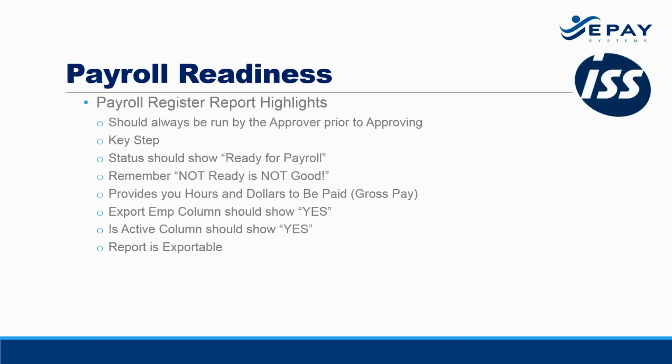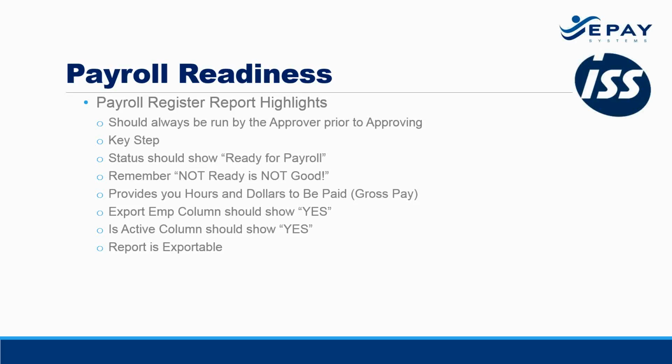So payroll register, just real quick, is always run by the approver prior to approving or prior to even telling the corporate payroll that you are done. It's a key step in the whole process. If it says not ready for payroll, then you need to go back and fix that. Remember, not ready is not good. And then it provides hours and dollars to be paid. Once again, this is gross pay. It's just straight time, hours times your dollar pay rate. It gives you a total dollar and end of story. JD Edwards is what compiles any deductions, any garnishments, etc.